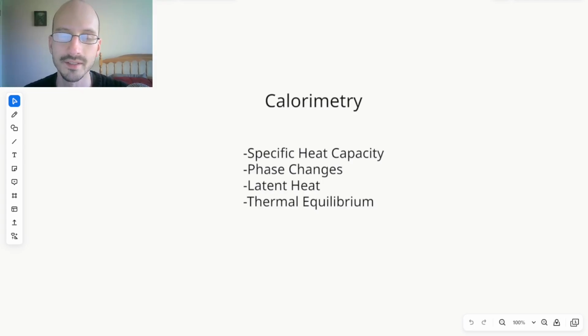Hello everyone. Today we're going to learn some basic thermodynamics with calorimetry, particularly the kind that you learn in physics class. We will be going over thermal properties like specific heat capacity, phase changes and latent heat, and how to calculate the final temperature of objects that start out at different temperatures and end up in thermal equilibrium.